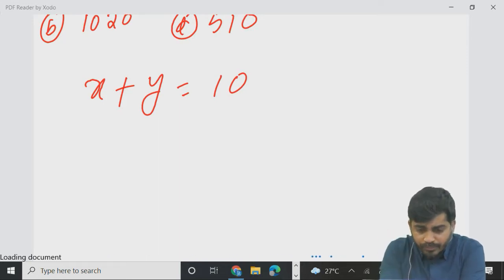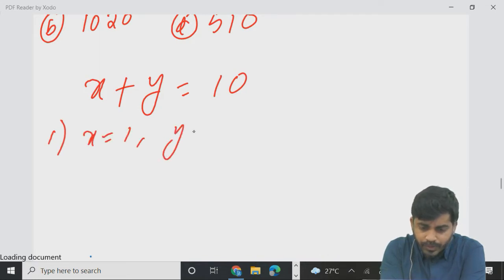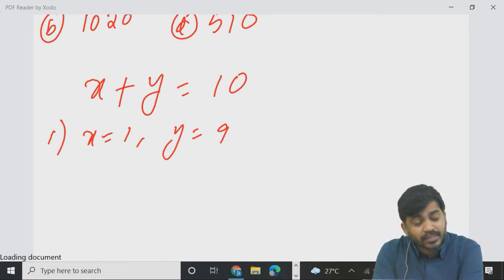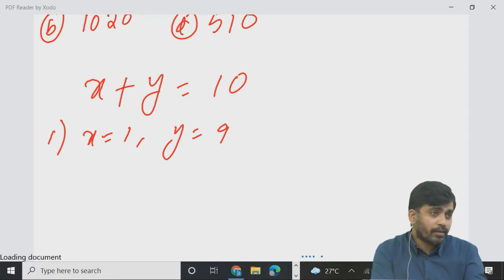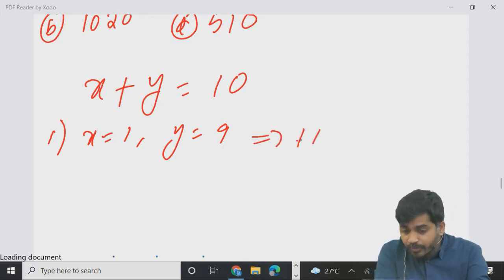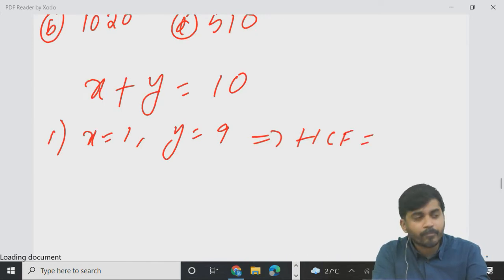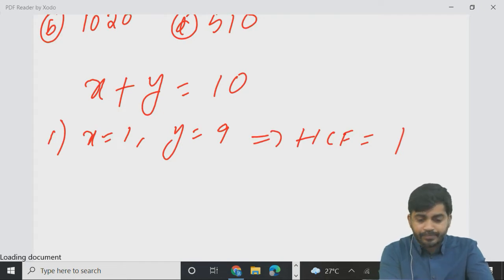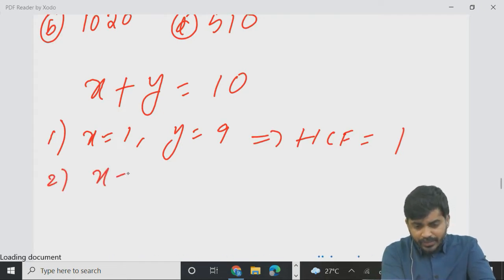It gives the answer simply. So say there are two numbers x and y, sum is 10. Possible values for x and y, maybe x is equal to 1, then y is equal to 9. One of the possible pairs. When x is equal to 1, y is 9, what is their HCF? Tell me. 1 and 9 HCF is 1. Okay. Second combination, x is equal to 2, y is equal to 8.